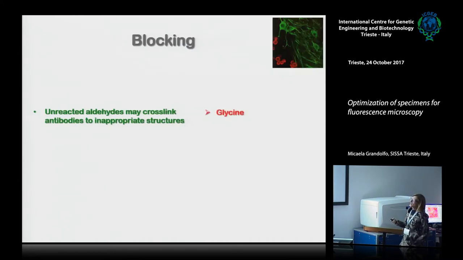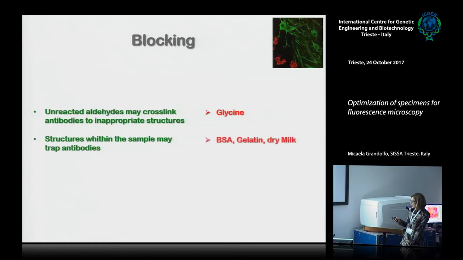Okay, so to avoid this situation, you can use just a step in which you quench this free aldehyde with glycine. It is a very, very short, very simple step. You can have in your sample also some structures that could trap antibodies. And in this case, you can saturate the solution using serum albumin, gelatin, or dry milk. You can use one of these, a combination of two of these, a combination of all the three. You have to check, of course, and you have to see if you have some unspecific presence of antibodies, secondary in this case, we hope, or not, okay? You can play with these proteins.